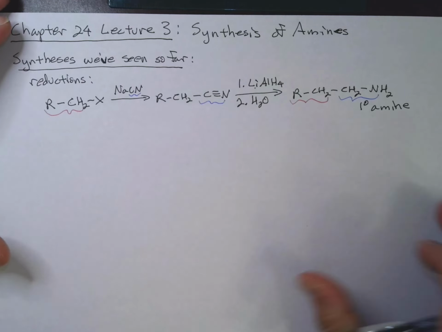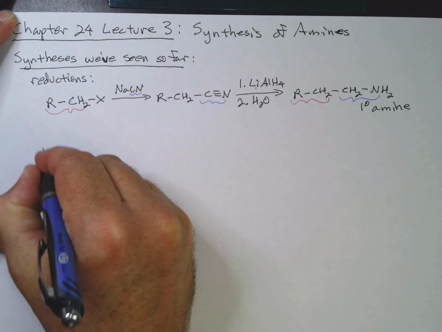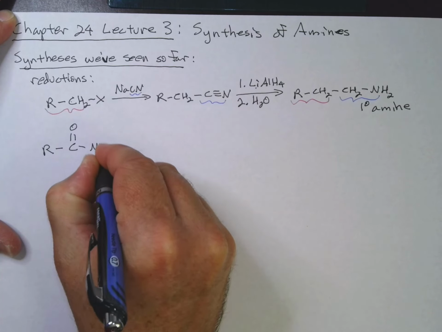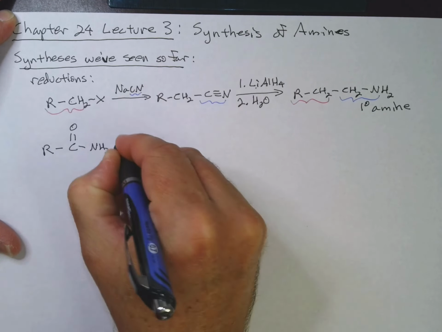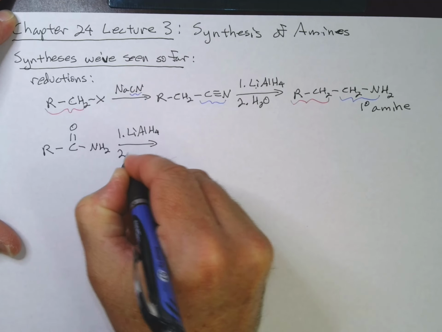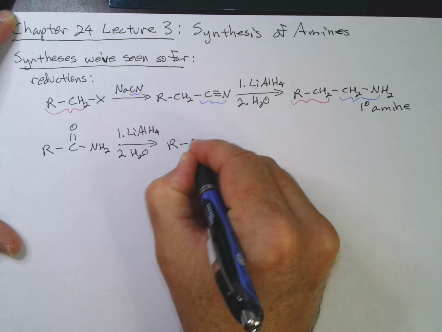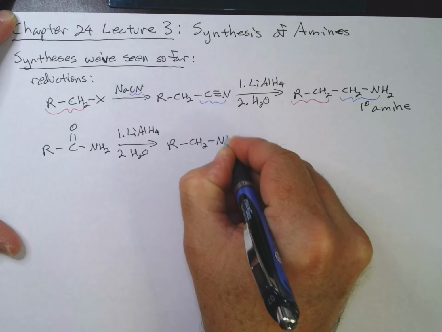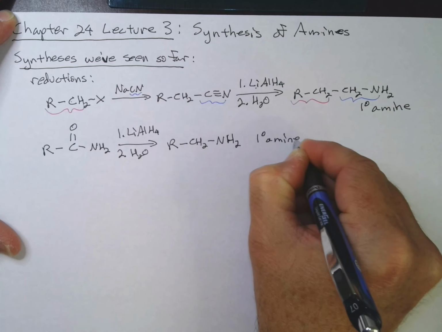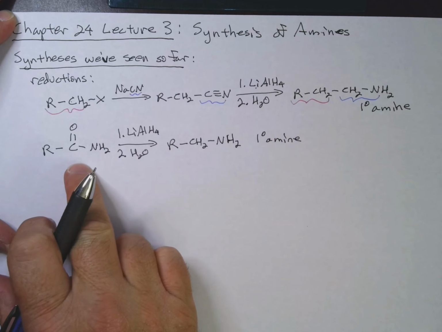Now, similarly, we could take an amide and reduce an amide again with LiAlH4 followed by water, and we will get RCH2NH2. We'll get a primary amine. And we can make our amide from other carboxylic acid derivatives as well.